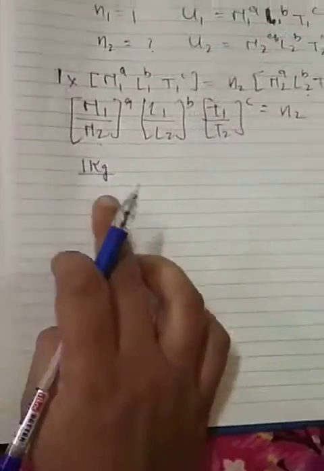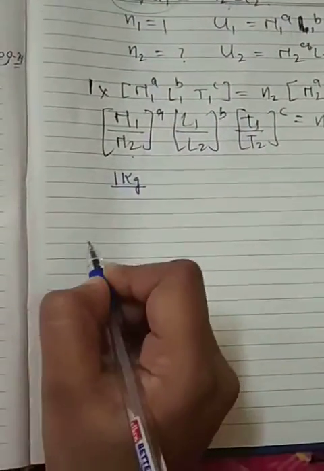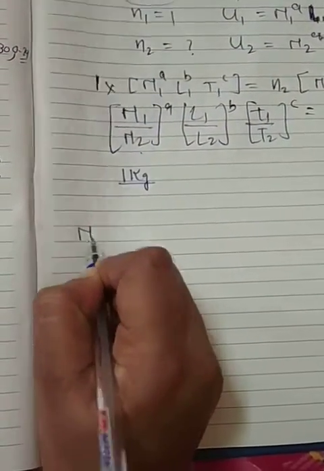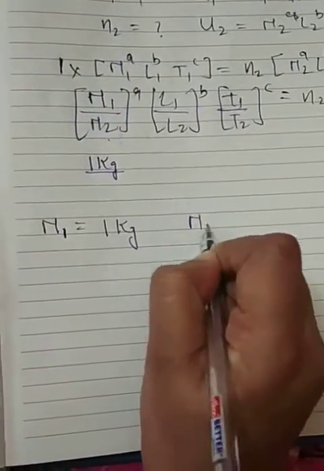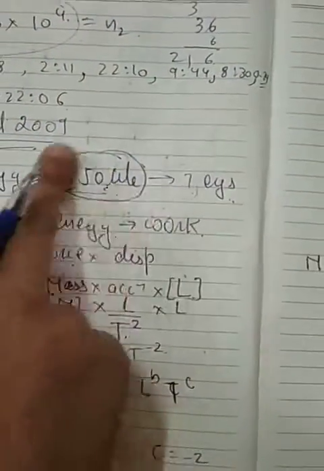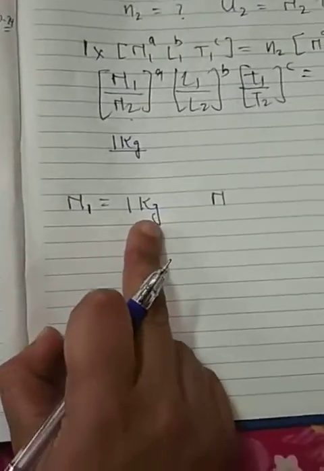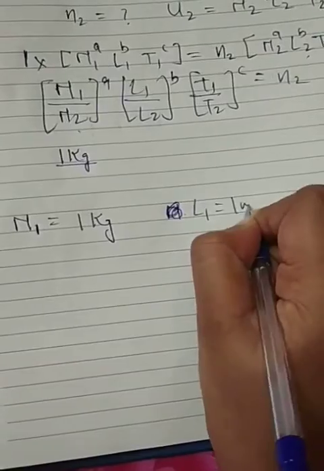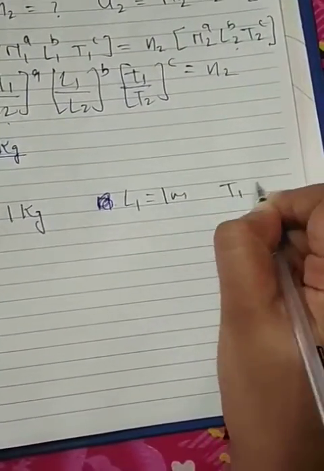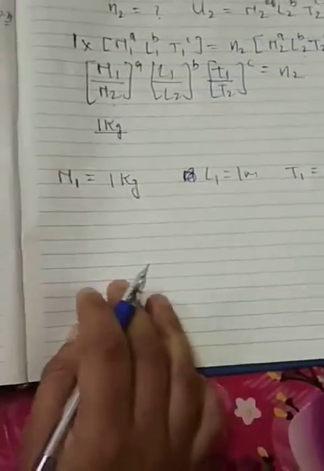Okay, I'll come to this point. Listen, just write one more step. M1 is equal to 1 kg. M2, I'm going from MKS to CGS. What is the 1 joule definition? 1 joule definition: 1 kg, and L1 is equal to 1 meter, and T1 is equal to 1 second.